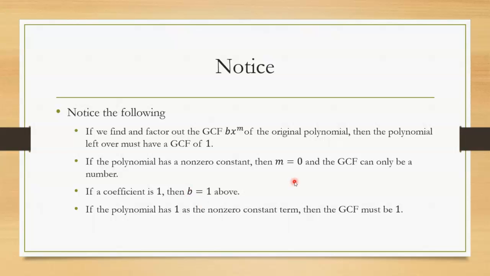And there's just some other stuff. If the polynomial has 1 as the non-zero constant term, that forces the GCF to be 1. So again, if you don't remember this, that's okay. I would try and remember it though, mostly because it will save you time when you're factoring. So, okay, now we have this. Let's move on and do another example.